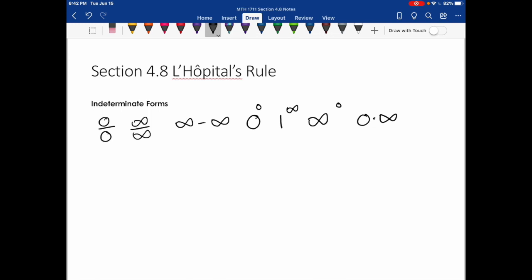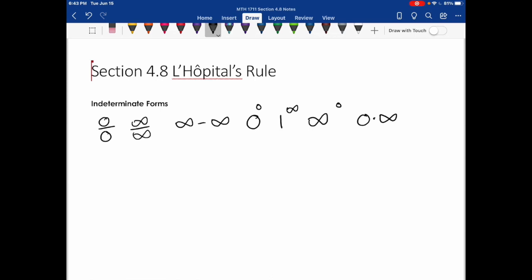In this lesson, we are going to talk about a really cool trick that we can use to evaluate limits known as L'Hopital's rule. And we needed to previously get really comfortable with taking derivatives because when we use L'Hopital's rule, we are going to be taking the derivative.